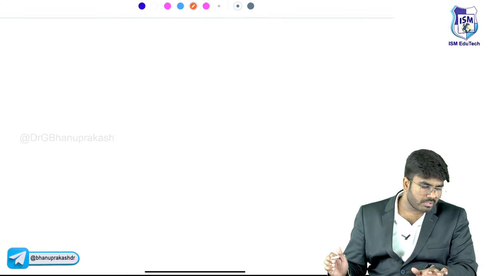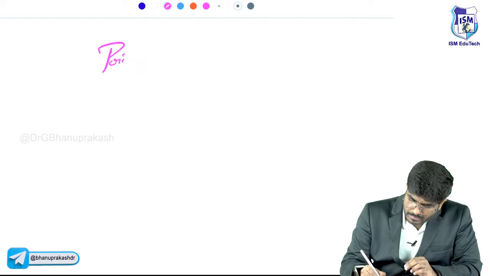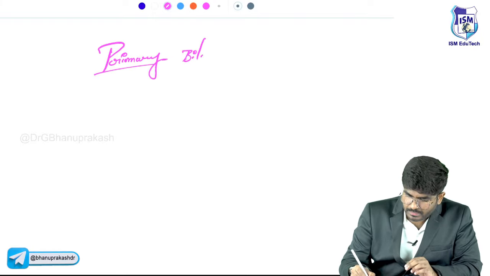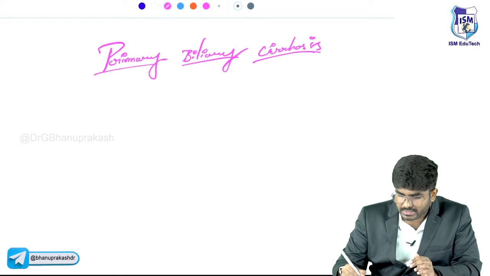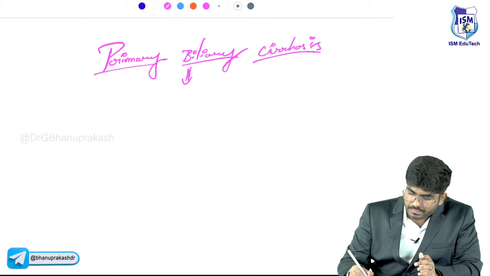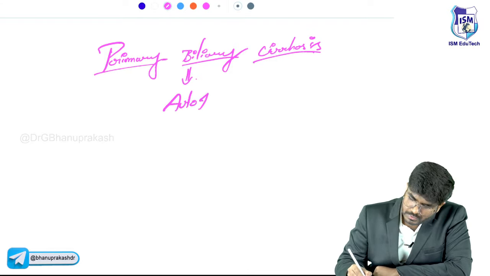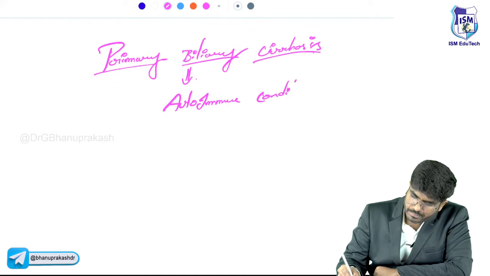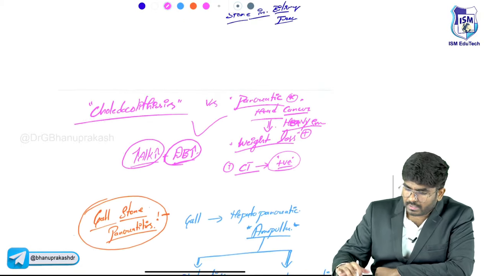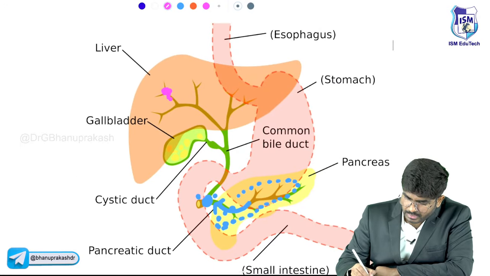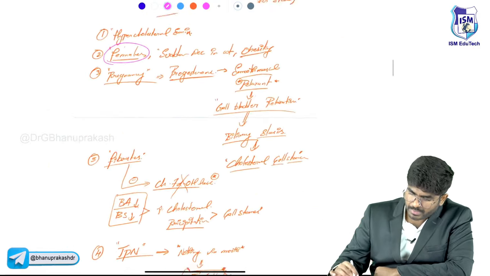Now let's discuss primary biliary cirrhosis. What exactly is this primary biliary cirrhosis? Primary biliary cirrhosis is an autoimmune condition. What is happening here? The intrahepatic bile ducts, in the liver also bile ducts will be there, right? Look here. These are the intrahepatic bile ducts. These intrahepatic bile ducts are getting damaged.